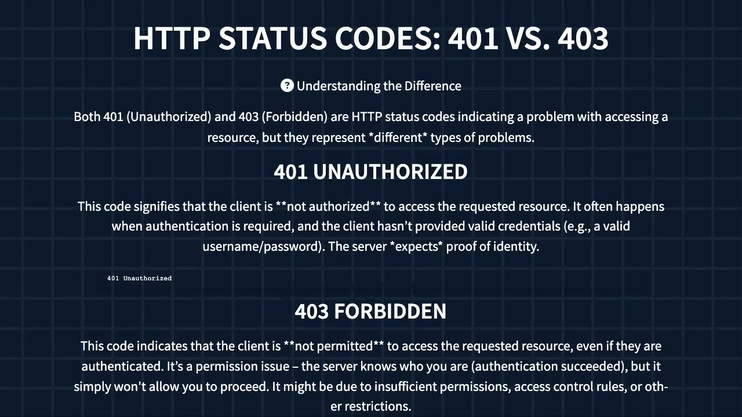Okay, let's talk about 401 and 403. These are two common HTTP status codes you'll see when working with APIs. Think of a 401 as the server saying, "Hey, I don't know who you are, you need to prove it, show me your credentials." It's an authentication problem. On the other hand, a 403 is like the server saying, "I know who you are, and you're logged in, but you just aren't allowed to do this." It's all about permissions. Maybe you don't have the right access levels.